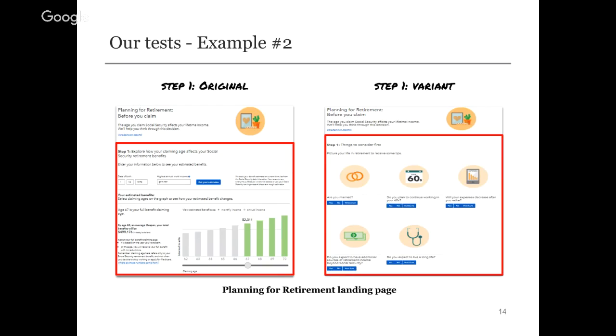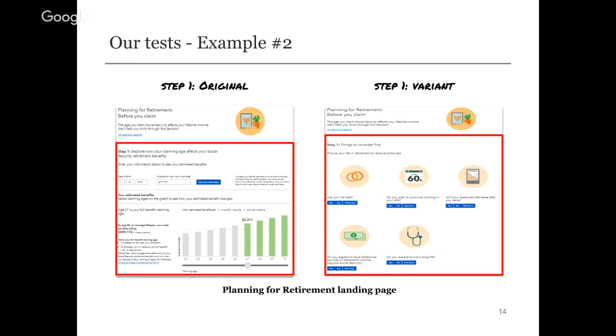We believe that providing the questions before the graph will have an impact on selected age. So the hypothesis was when lifestyle questions are presented to users before the estimated benefits interaction results, users will select a higher retirement age in step 3 because they have more facts to make an informed decision. So the test was, of course, to just swap those steps.